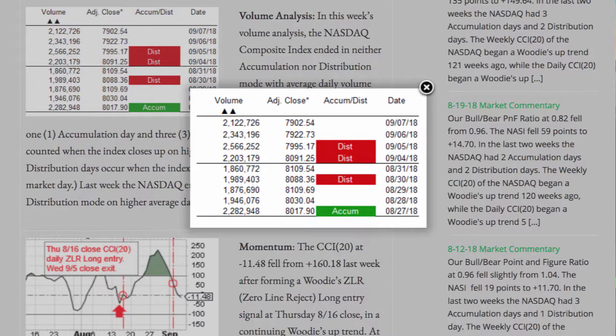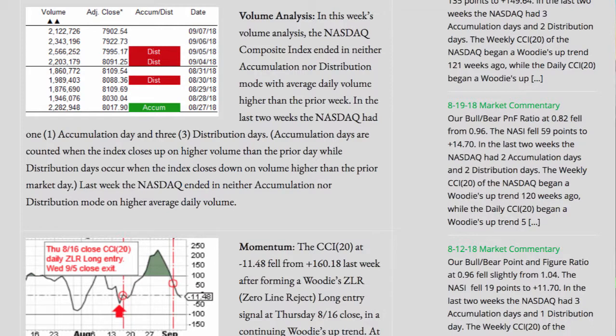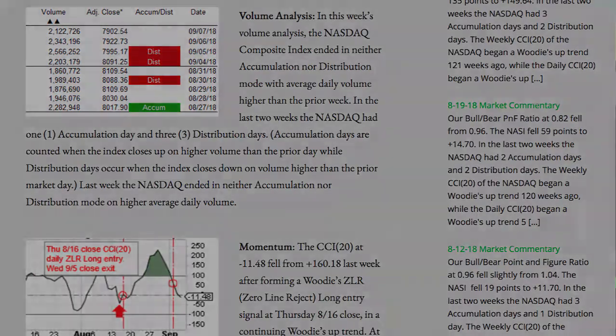Volume analysis. In this week's volume analysis, the Nasdaq Composite Index ended in neither accumulation nor distribution mode, with average daily volume higher than the prior week. In the last 2 weeks, the Nasdaq had 1 accumulation day and 3 distribution days. Accumulation days are counted when the index closes up on higher volume than the prior market day, while distribution days occur when the index closes down on volume higher than the prior market day. Last week, the Nasdaq ended in neither accumulation nor distribution mode on higher average daily volume.